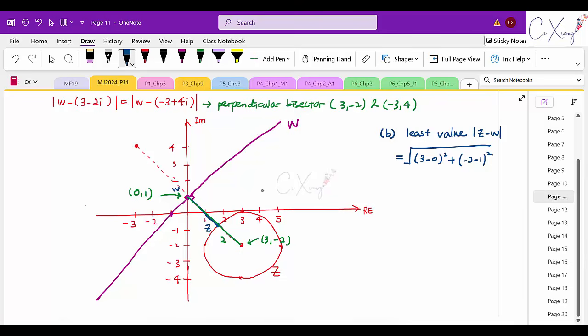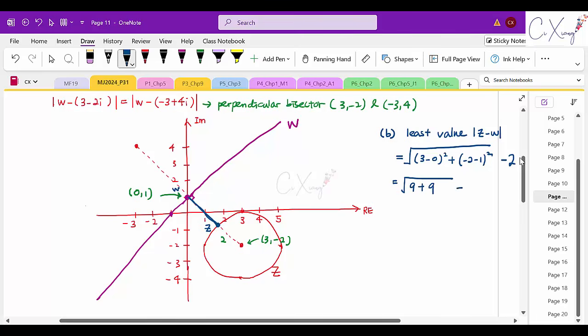So I get the green color length. After I get the green color length, I want to minus the radius of the circle so that I can get the blue color length. So minus the radius, which is -2. Then you simplify this part: I have square root of 9 plus 9, minus 2. So 9 plus 9 is 18, minus 2. Your answer should be either square root 18 minus 2, or you can further simplify it to 3 root 2 minus 2.